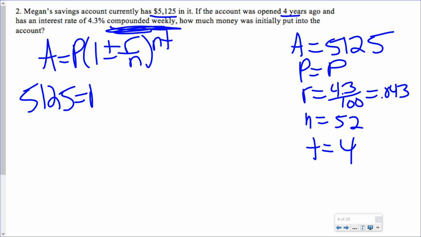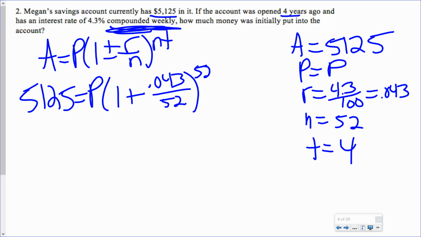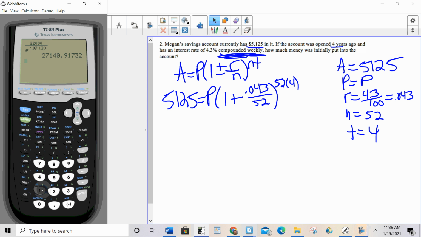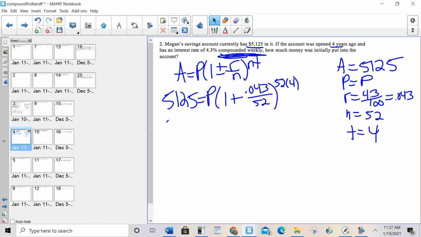5125 is A. P is what I'm trying to find. 1 plus, because it's interest, it's getting bigger, 0.043 over n, which is 52, to the power of 52 times 4. I don't like what's in the parentheses, so I always like to type it in first. 1 plus 0.043 over 52 is 1.0008, to the 52 times 4.